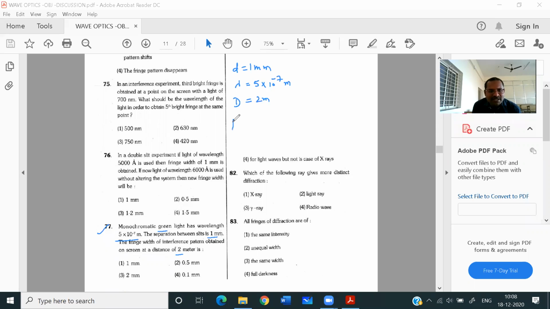What is the fringe width they are asking? Fringe width is lambda capital D by small d. Substitute this, you will get the answer. It is just a substitution question, and the answer will be at the back of your material. You find out, you do this. Very simple. Students, you may get this type of question, not for JEE. Now next, question number 77 is over.